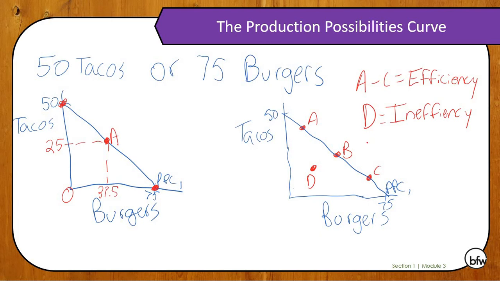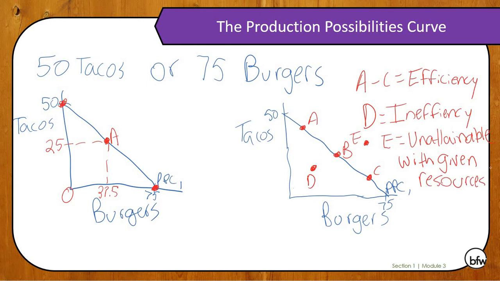Now let's go ahead and label point E right there. E is unattainable with the given resources. So unless something changes, there's no way we're going to be able to produce at point E.